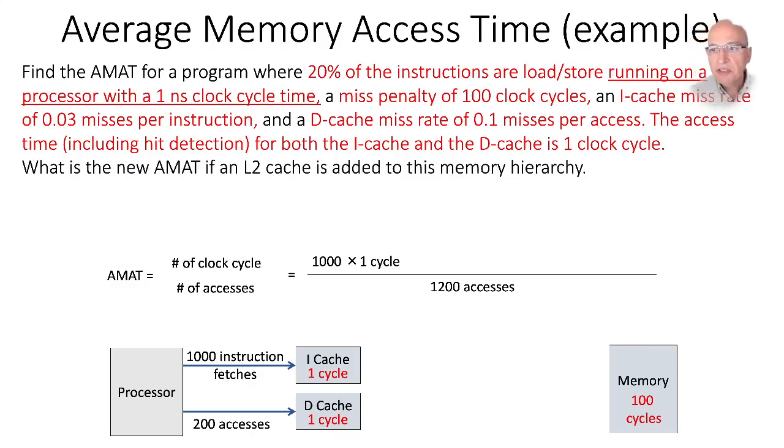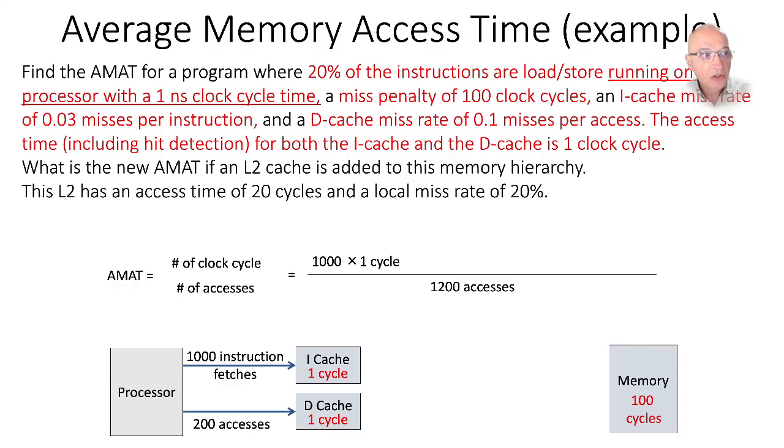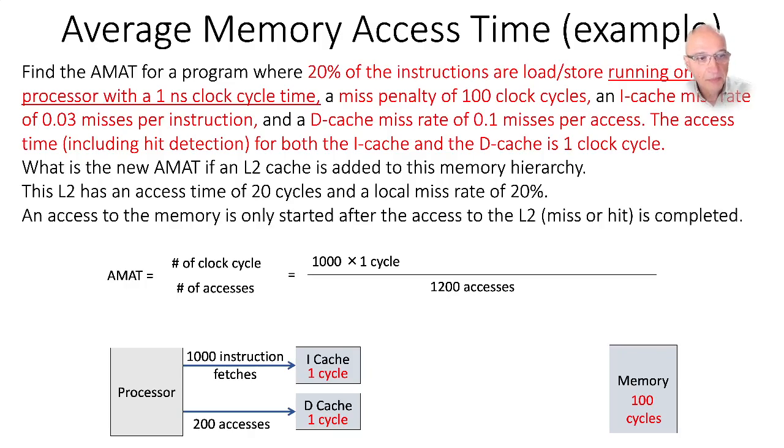So now we'll change the problem and say what we're going to do is introduce a second level of cache. So what is the new average memory access time if an L2 cache is now added to this memory hierarchy? This L2 cache has an access time of 20 cycles, and the local miss rate of this L2 cache is 20%. So an access to the memory is only started after the access to the L2 cache, miss or hit, is completed. That is also important in the problem. I'm going to have to tell you that, because I could do it one way or the other.